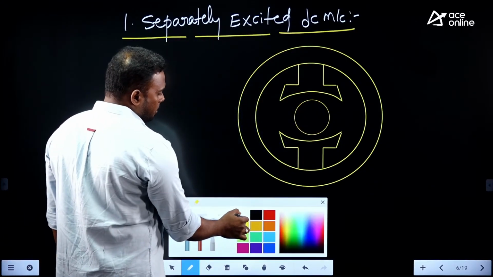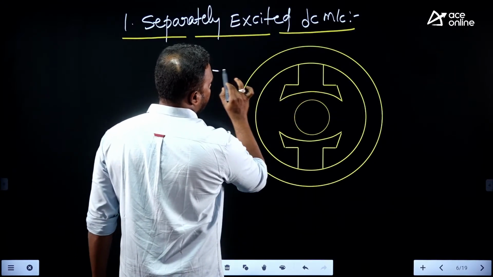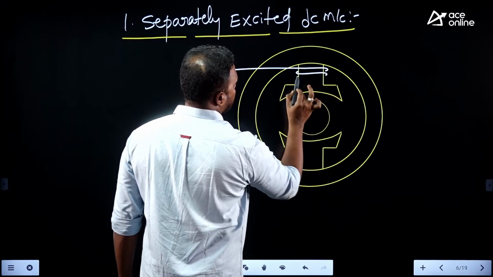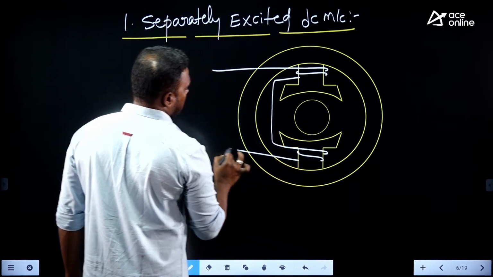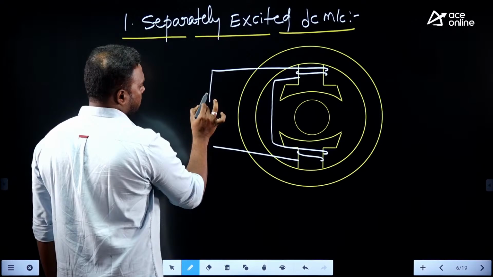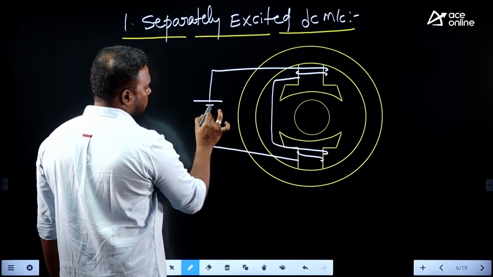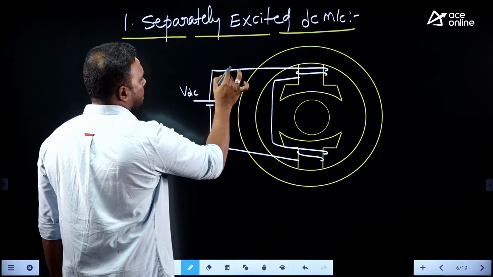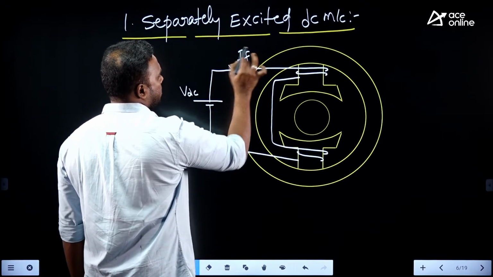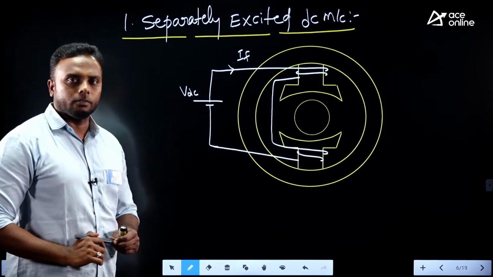Now let us consider these are the poles and there is a field winding on them. This is the field winding on the poles, and to this field winding we need to give some supply. If we give a separate external DC voltage source, let it be VDC, now a current will flow in this field winding, the field current IF.